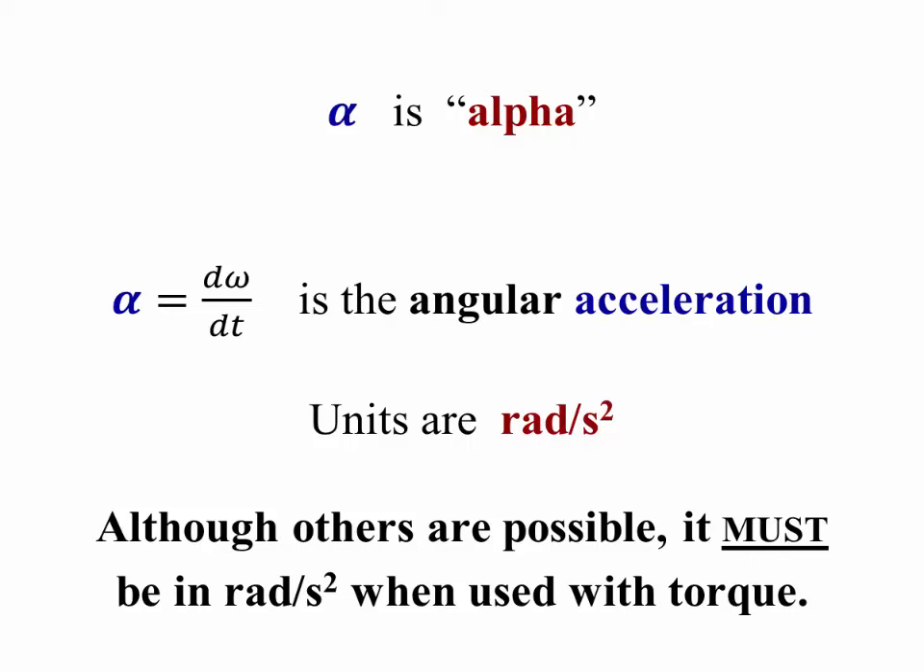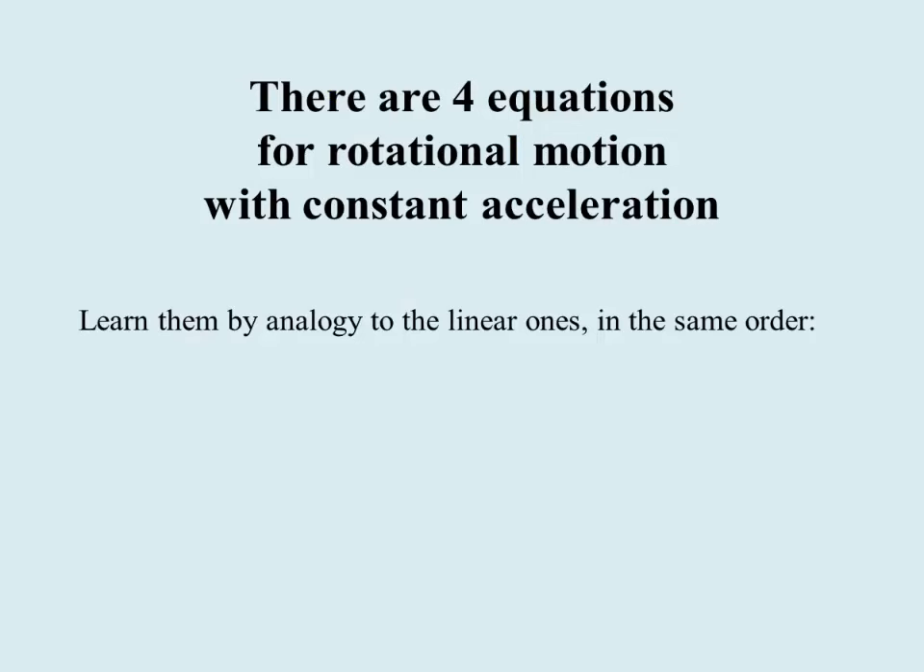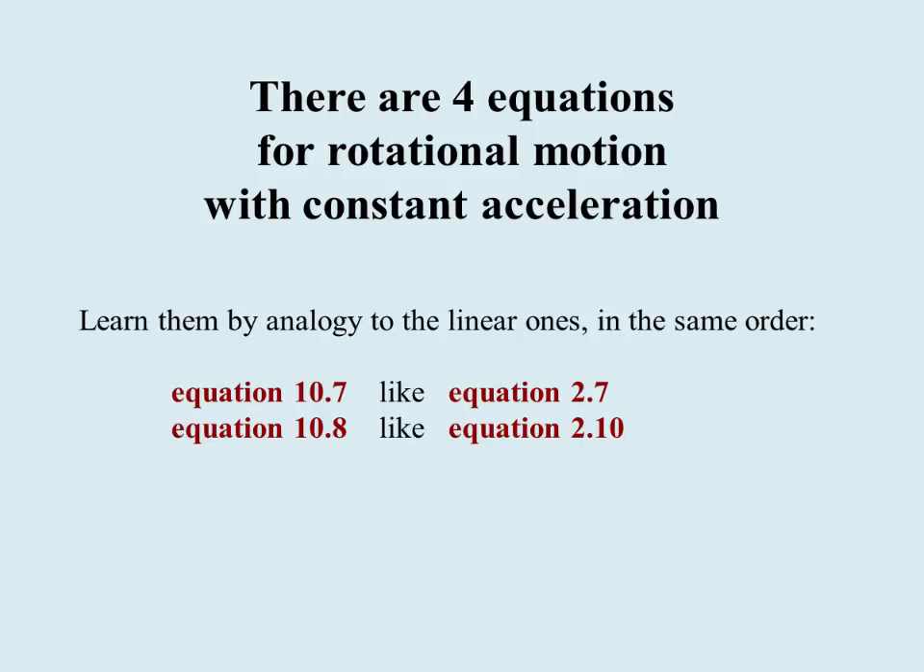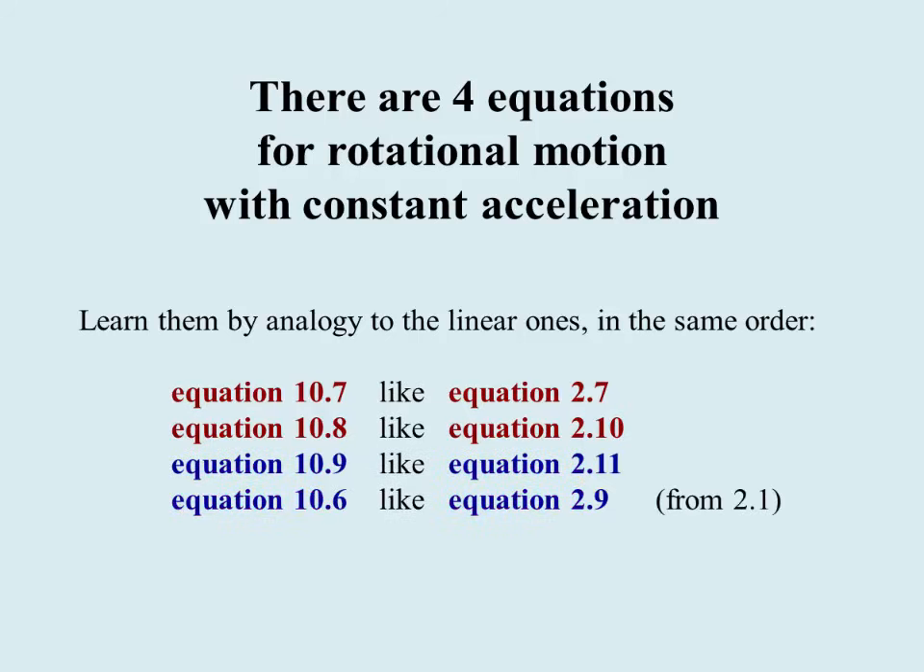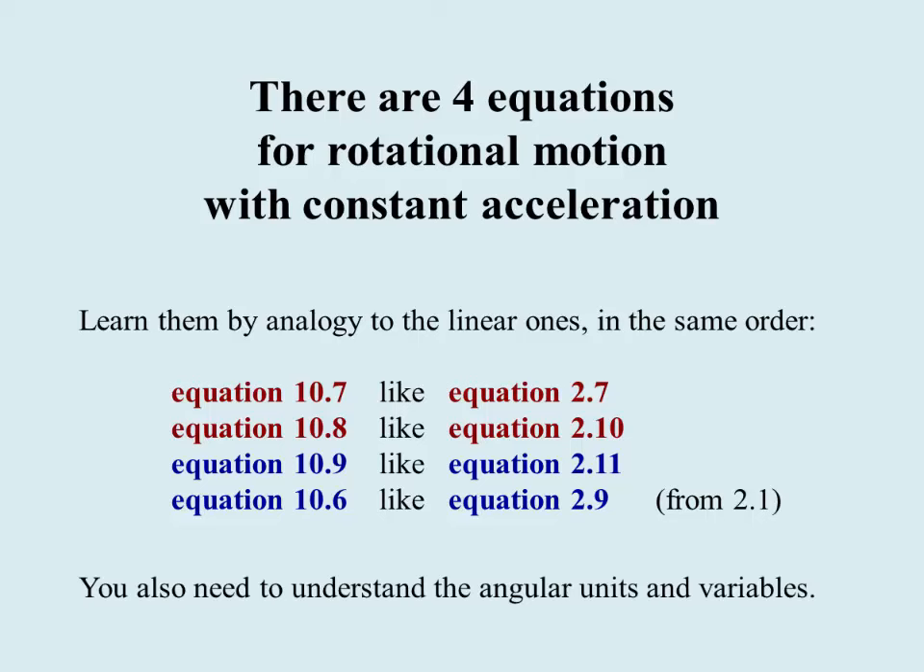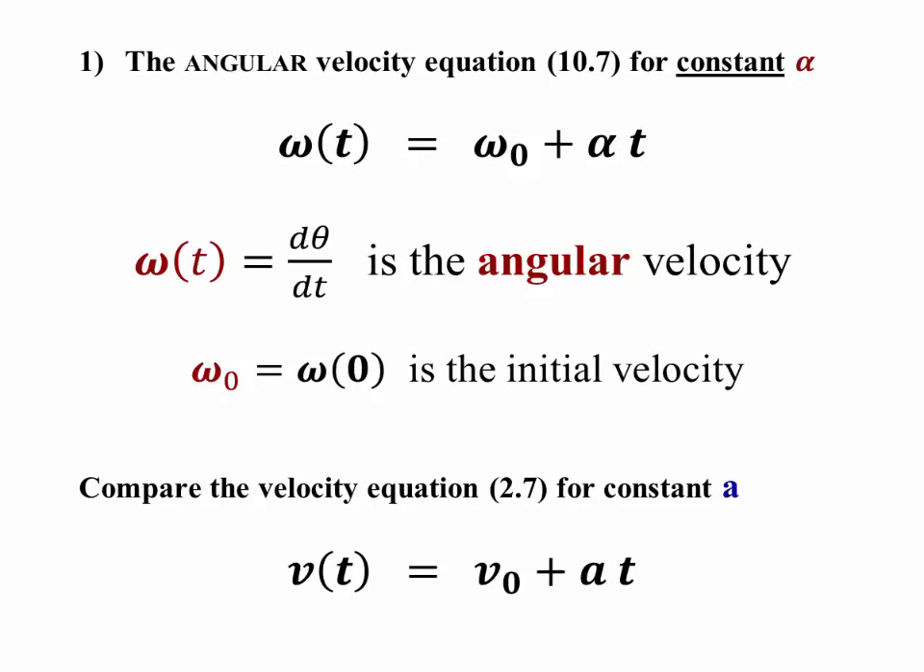Now, although other units are possible here, you could do problems in degrees per minute, for example, degrees per minute squared. Alpha must be in radians per second squared when it's used with torque. Now, there's 4 equations for rotational motion with constant acceleration. You want to learn them by analogy to the linear ones in the same order. The 2 that are the velocity and position equations, and the 2 that are the timeless equation, which is the velocity squared equation, and the one that's the average velocity equation. You also need to understand the angular units and variables that appear that are unique to this kind of motion. So let's look at them in turn.